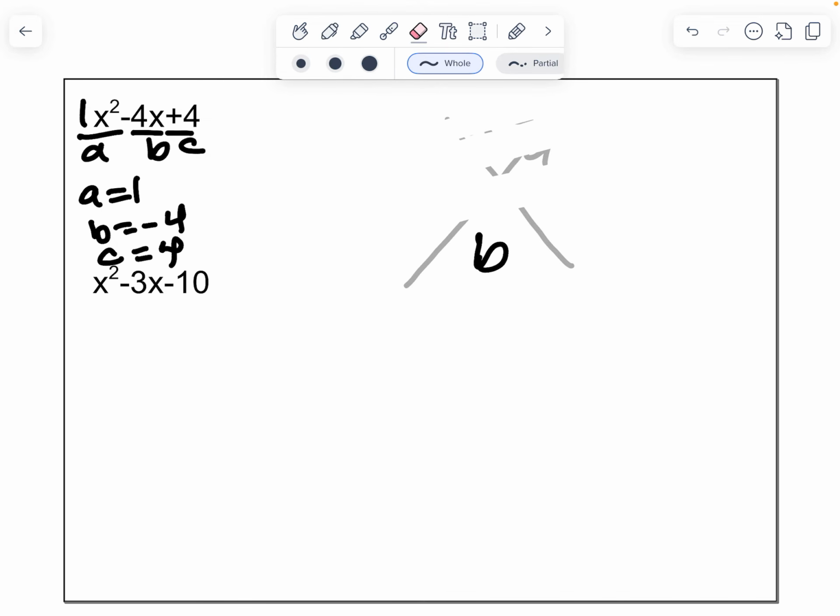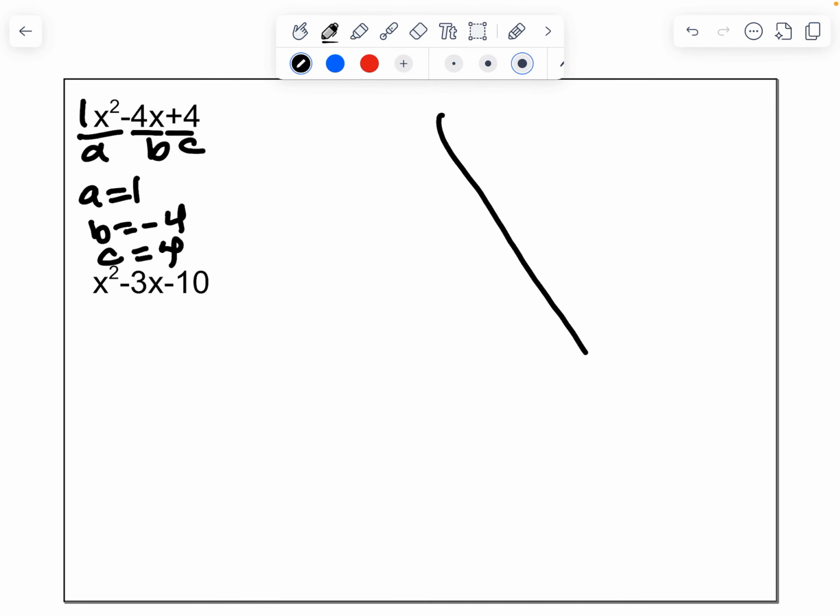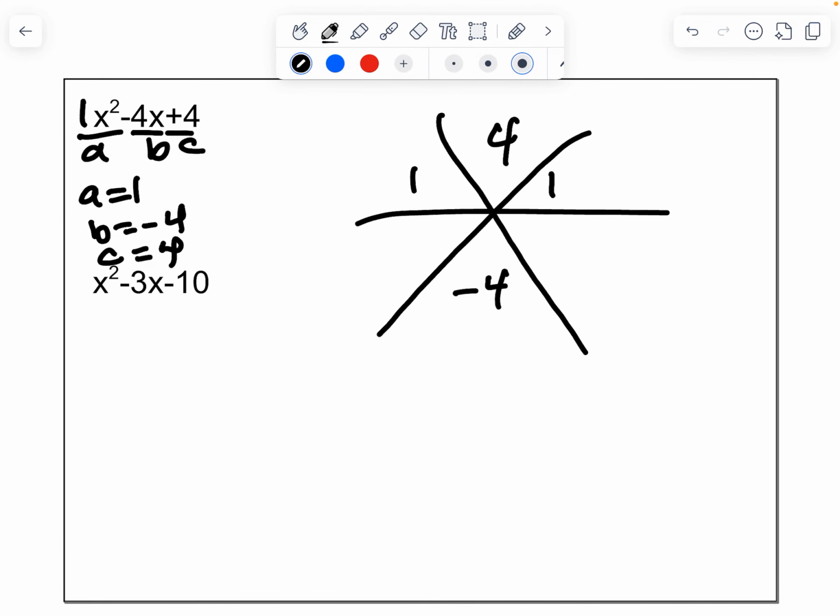Let's start to fill those into the chart. So in our chart, that looks like the top A times C would be just 4. The top left and top right, 1 and 1, because they're A. The bottom is B, which is -4. And now here's the hardest part of the whole thing. You're looking for numbers that multiply to the top that also add to the bottom.